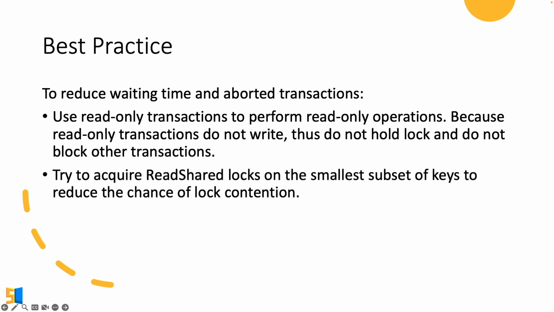Try to acquire reader shared locks on the smallest subsets of keys to reduce the chance of lock contention. For example, if you're trying to read data with a where clause or update data with a where clause, try to use the where clause with a small subset of keys.